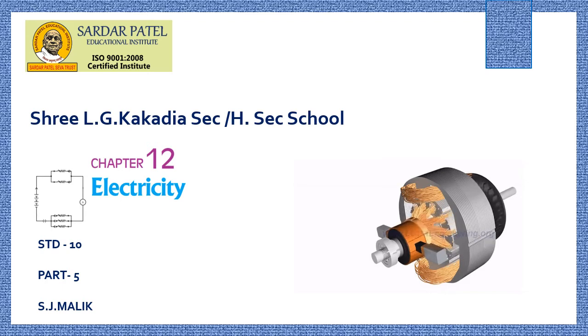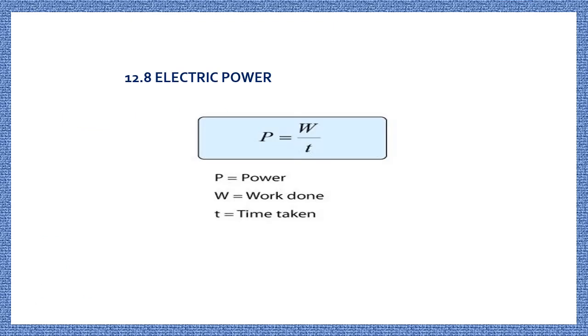Okay, so now let me show you what we are going to discuss in this session. In this session, we'll discuss only one topic, that is the last topic of the chapter, electric power. Okay, here is the formula of electric power. P is equal to W upon T. Rest of the things we will discuss in coming slides.